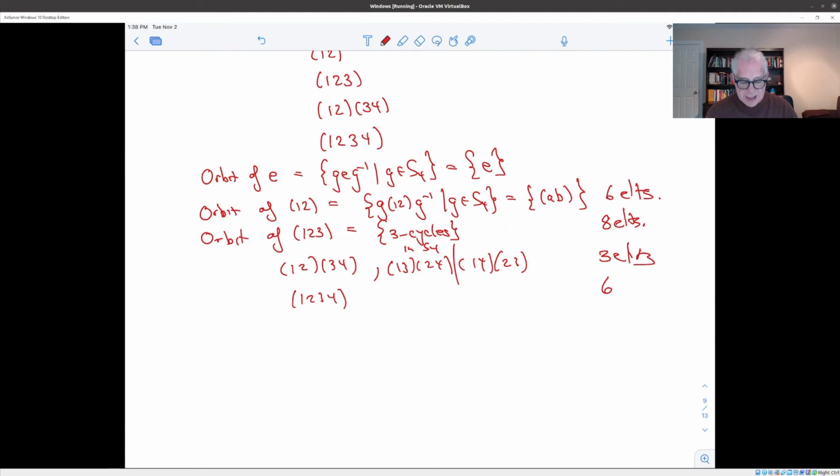Let's look at a stabilizer just for fun. So what is the stabilizer of the transposition (1 2)? So in other words, which elements have the property that they commute with (1 2)?